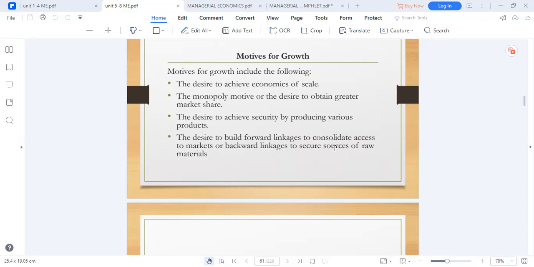So motives for growth differ depending on the objectives of the firm. I repeat, one may be to achieve economies of scale, others to dominate and monopolize the market and have a greater market share, others for profitability, others to break even. We call that satisficing behavior, just to meet your costs as long as you're living, and others just to get through the linkages.